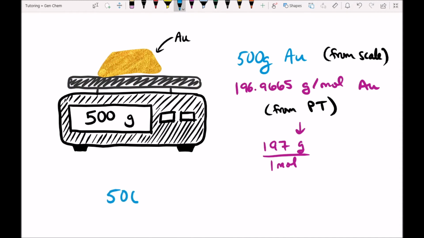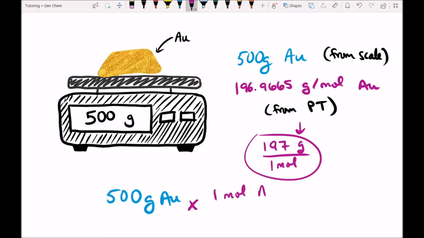So we have 500 grams of Au, and now we divide by the molar mass of gold. The molar mass is a fraction, so instead of dividing by a fraction, it's easier to multiply by the inverse of the fraction. So 1 mole of gold over 197 grams of gold. And what makes this simple to remember is that now we can see that grams of gold, the units cancel out. What we're left with is units of moles Au, which is what we want. We want moles of gold.